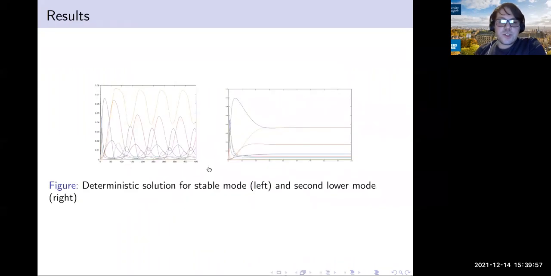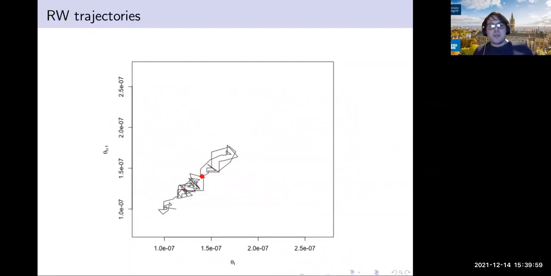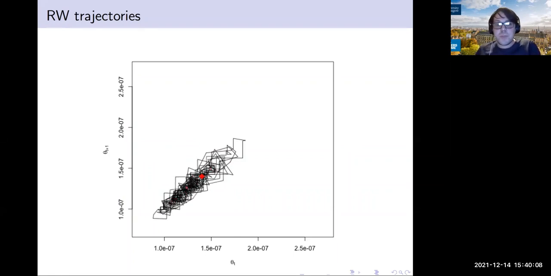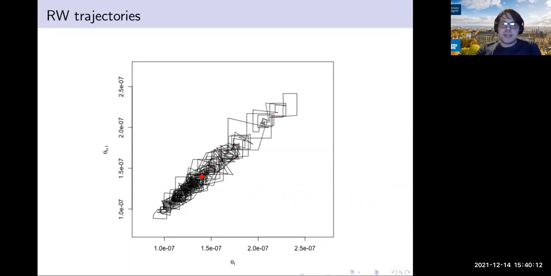In terms of the efficiency of the algorithms, if we look at the random walk MCMC, we can see that it exhibits random walk behavior. It's quite slow to explore the parameter space, and it does get there eventually, but it takes ages for it to reach this upper point in the parameter space that we see up here.